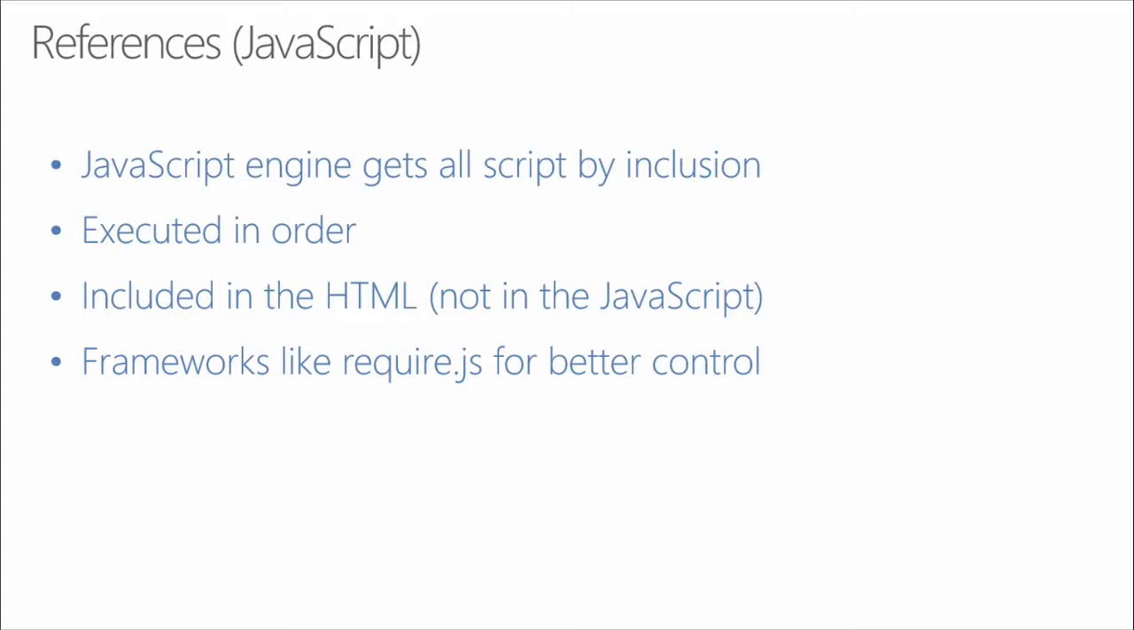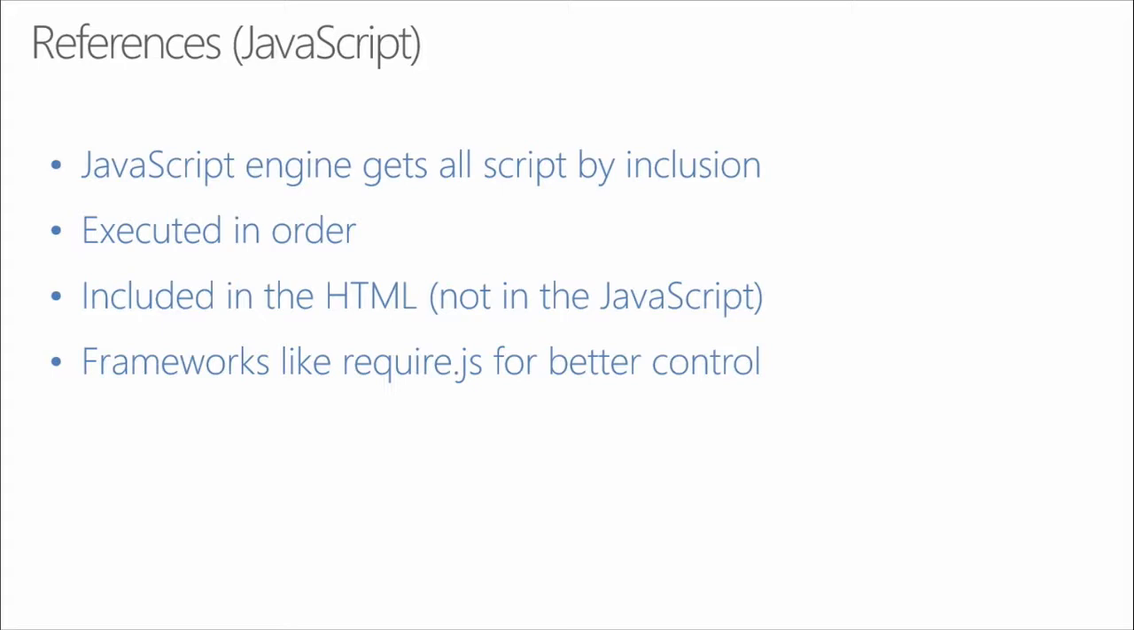Now, the JavaScript engine that's running your app, wherever it is, whatever it is, is running a certain amount of script, and it gets that script by what I'm calling inclusion. You have to include these scripts in order for them to run, and they're executed in order, so it really matters in JavaScript what order these scripts have been brought in. Now, you don't usually include the script references in the JavaScript, you include them in the HTML. So we'll take just a glance at that real quick.